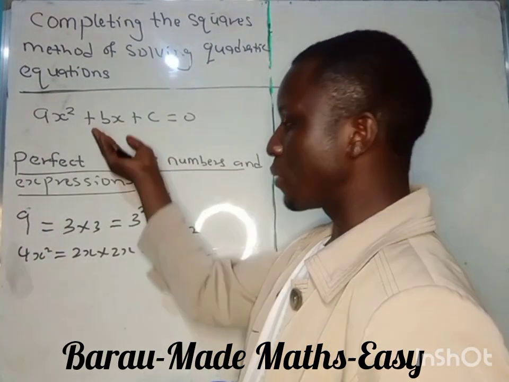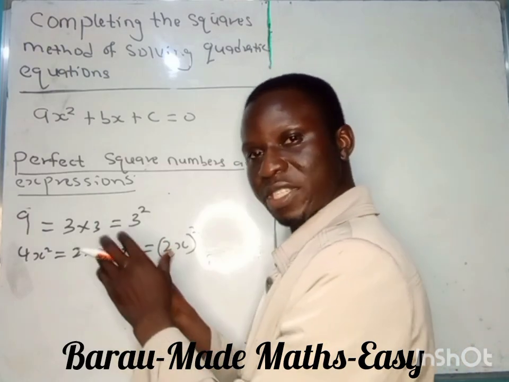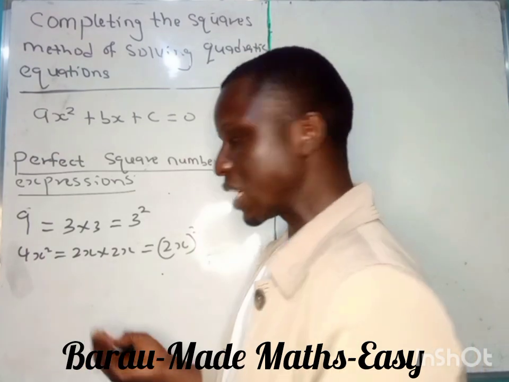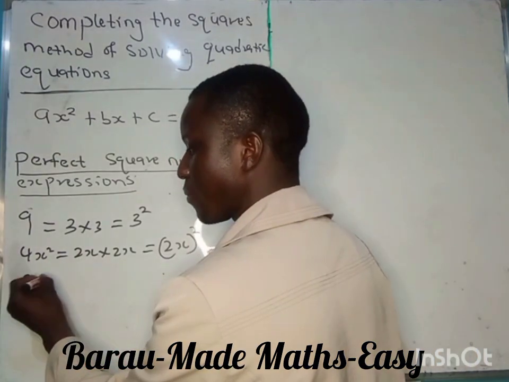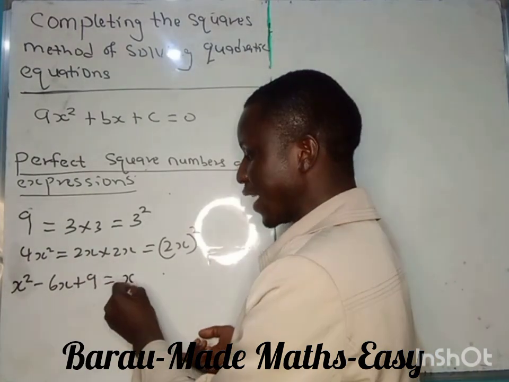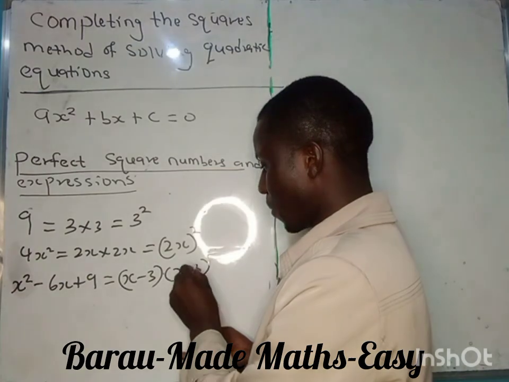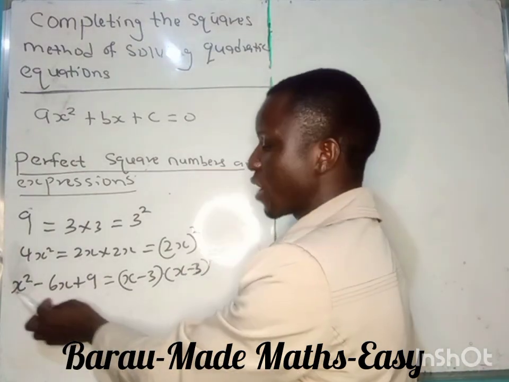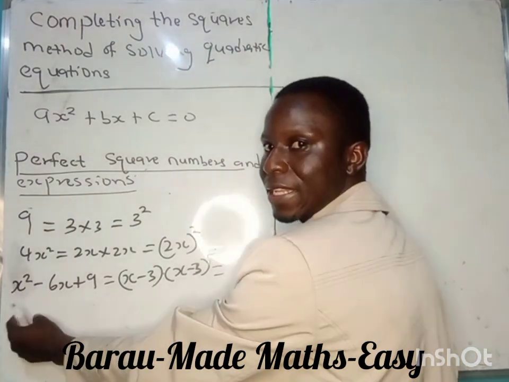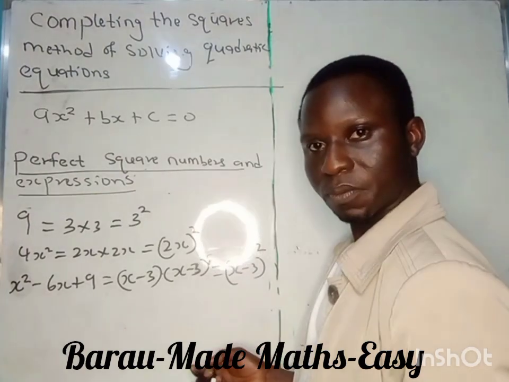Sometimes a quadratic expression can obey these principles. When a quadratic expression can be expressed as a product of two of the same expressions, that quadratic expression is called a perfect square. For example, x squared minus 6x plus 9 is a perfect square because when you multiply the expression x minus 3 by itself, you will get back the expression x squared minus 6x plus 9. So we can finally express our quadratic expression as (x minus 3) to the power 2.